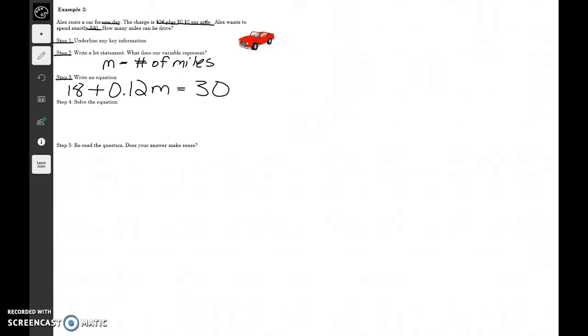Now to solve the equation in step 4, we want to take 18 plus 0.12 m equals 30 and break this down and solve it. Probably going to need a calculator on this one if you don't have one because of the decimal. So let's solve it and see what we come up with. So first thing we're going to do is subtract 18 from both sides. The 18s are going to cancel out and leave us on the left side 0.12 m. And that's going to be equal to 30 minus 18, which is going to be 12. From here, we want to divide by 0.12 on both sides.